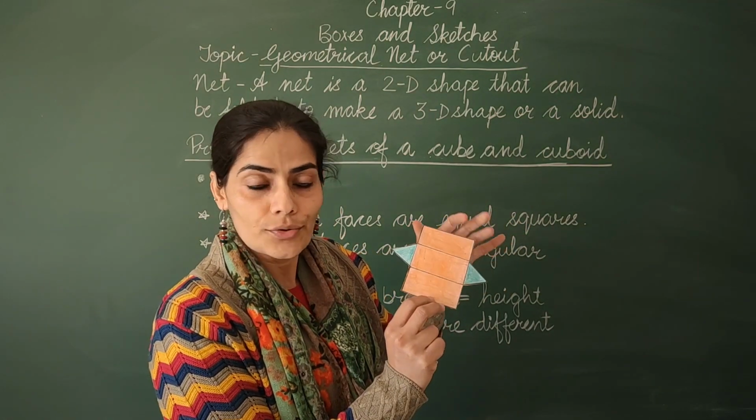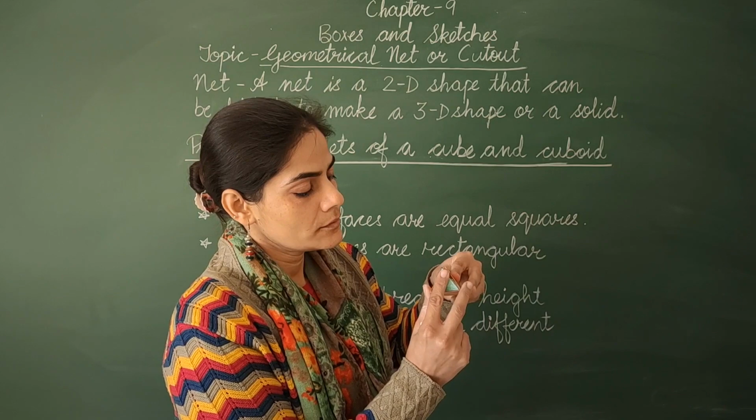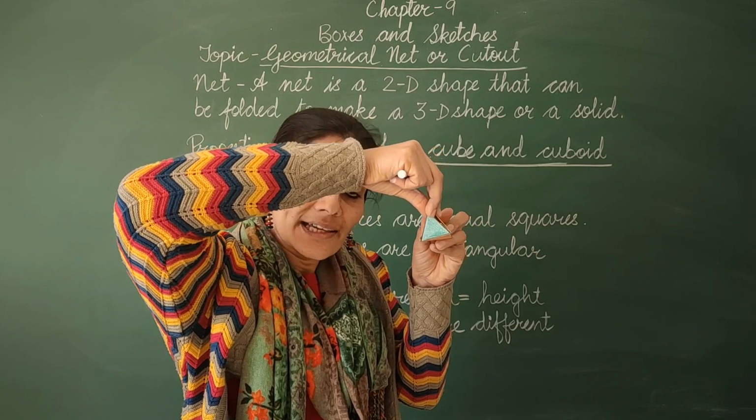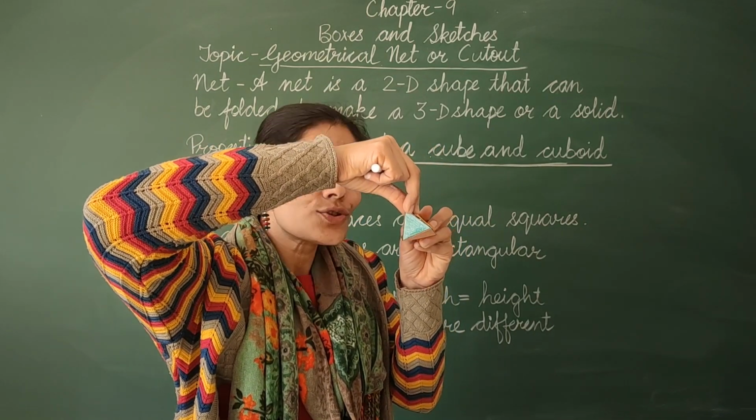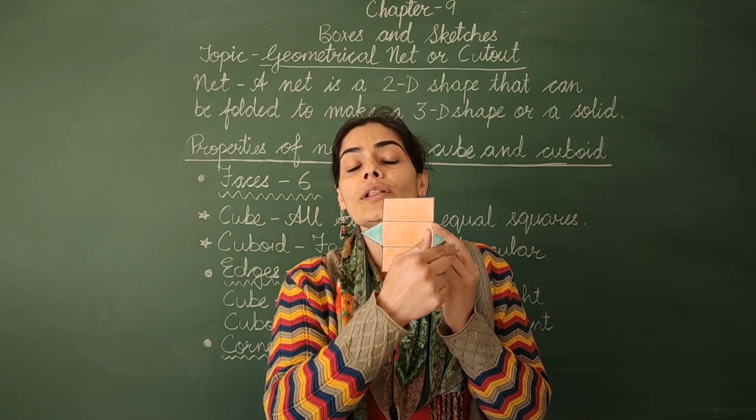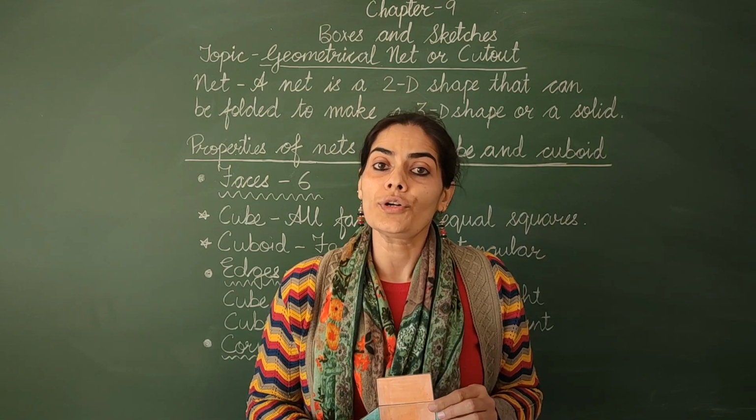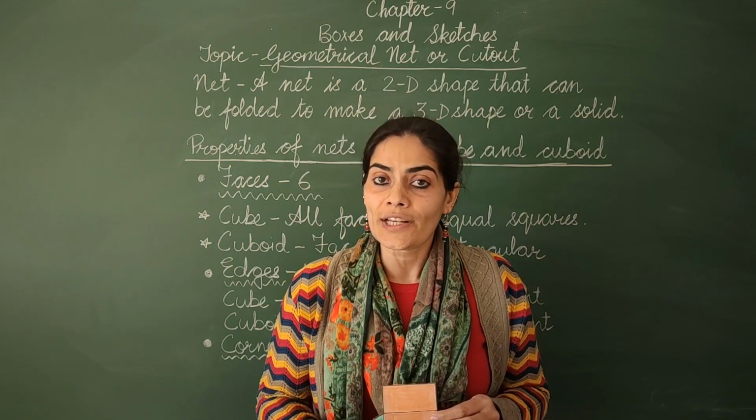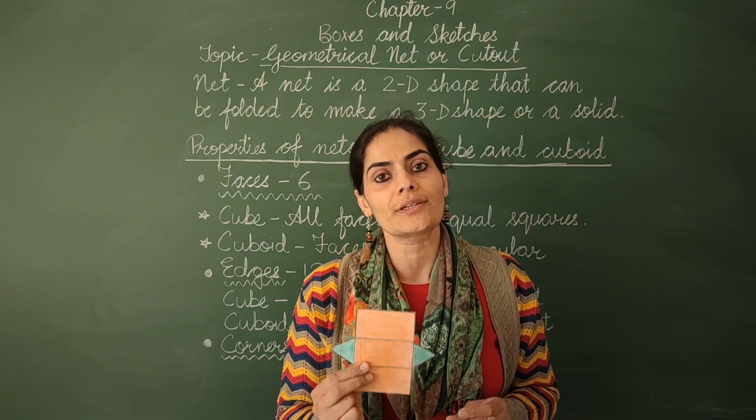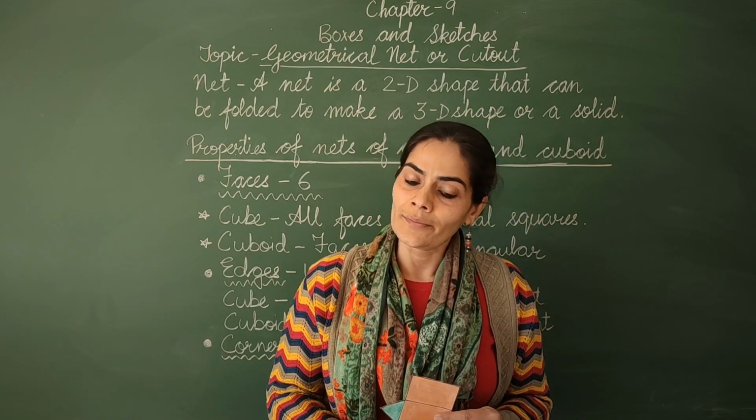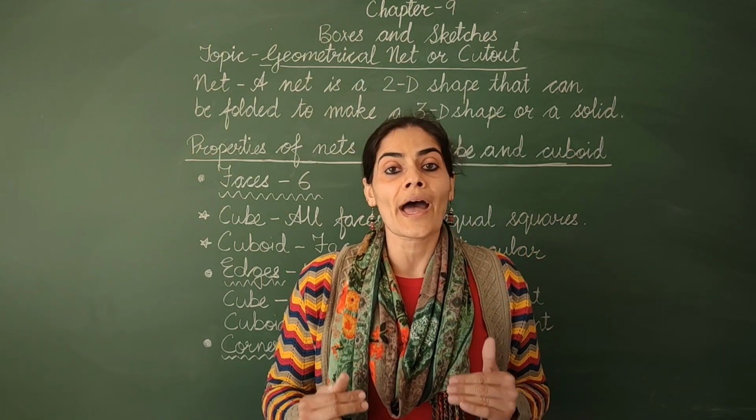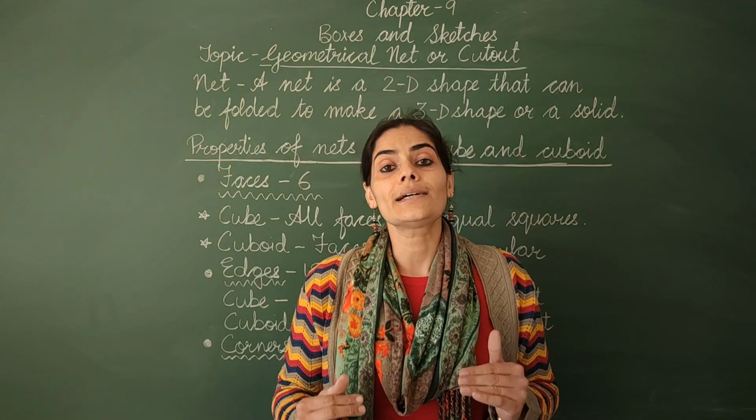And shall I fold it for you? Now, the same 2D shape is looking like a triangular prism. So, when a 2D shape like this, where you can see all the faces, can be folded into a 3D shape or a solid shape, such a pattern or design or a cutout is called a geometrical net. Clear, everyone?